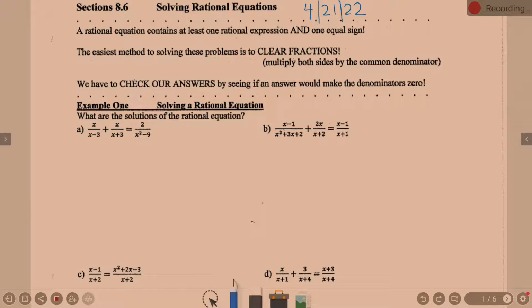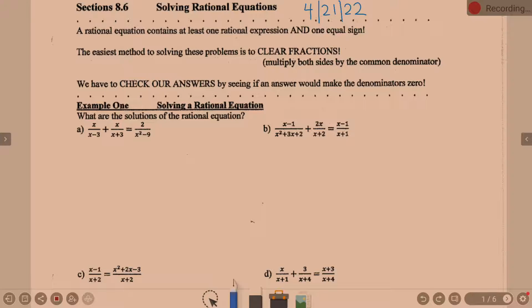So lesson 8.6 is solving rational equations. These rational expressions we've been factoring, simplifying, multiplying, dividing, adding, subtracting. Well, now it's time to solve equations with them. A rational equation contains at least one rational expression and one equal sign. It's not an equation if it doesn't contain an equal sign. It's not a rational equation if it doesn't contain some kind of rational expression. So, yes, they have fractions in them. Okay?